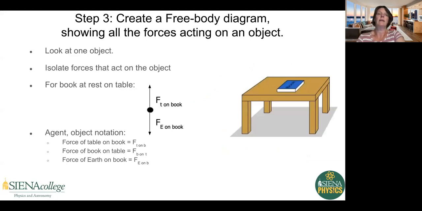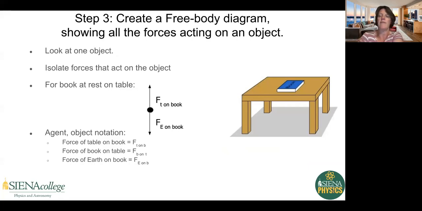So step 3. After we think about our interaction diagram and create our boundary and determine the long range and the contact forces, we want to show all our forces in a free body diagram. So what we do is we look at our object, we isolate the forces acting on the object. For our example, we have the force of the table on the book, and we have the force of the earth on the book. Those are the two forces that are interacting with the book, right? And we identified them through our interaction diagram, right? Our table on the book is our contact force, and earth on the book is our gravitational force.